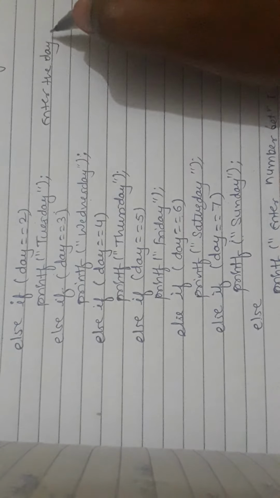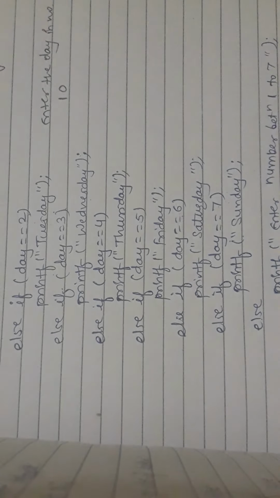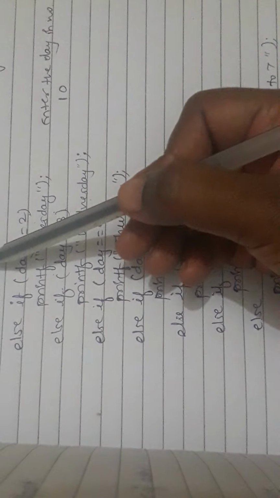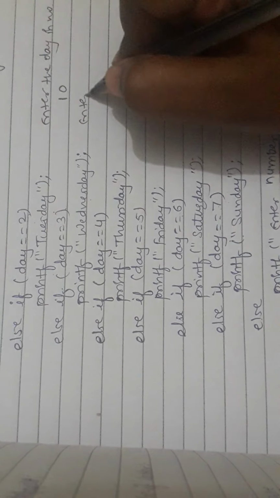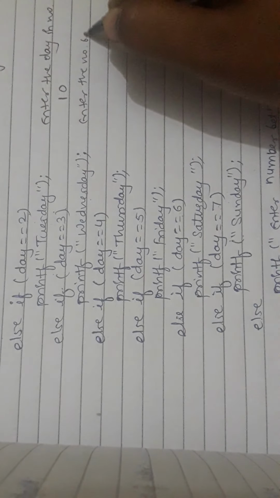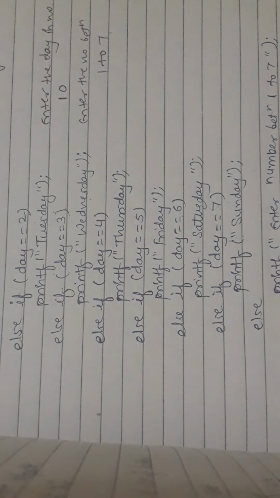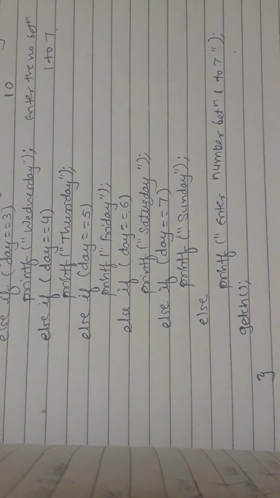But if I write enter the day in number, and the user enters 10, then in that case it will check all the conditions from 1 to 7. No match is found, and therefore it comes to the else part, and it will print enter the number between 1 to 7. So in this way the message will come. So this is a simple program using the else if ladder.